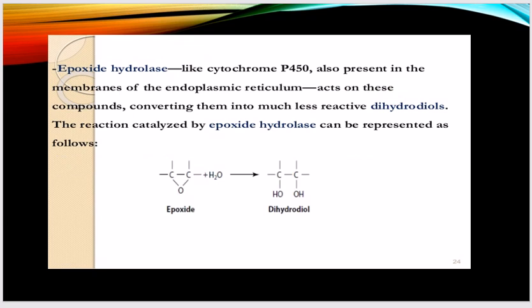Like cytochrome P450, epoxide hydrolase is also present in the membranes of the endoplasmic reticulum and acts on these compounds, converting them into much less reactive dihydrodiols. The reaction is catalyzed by the enzyme known as epoxide hydrolase. So it converts the toxic compound into a less toxic compound. The epoxide, when combined with water, is converted into dihydrodiol.